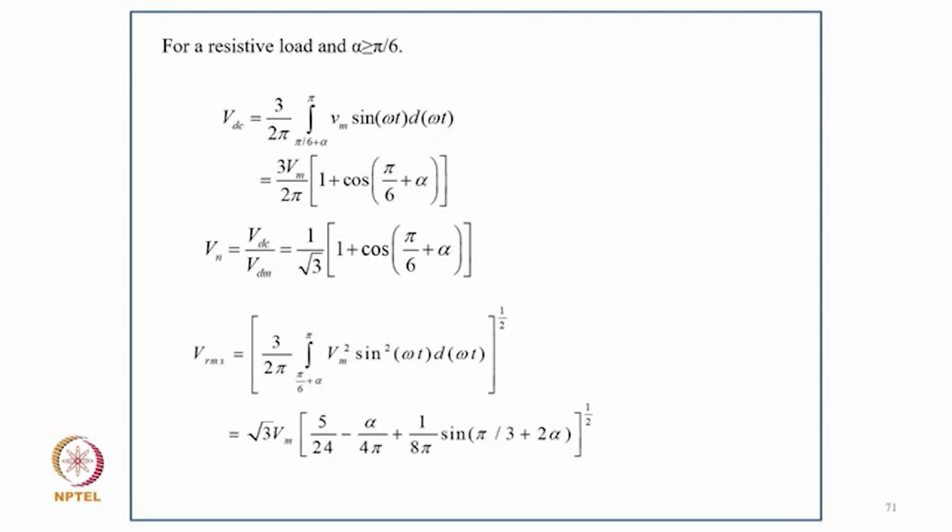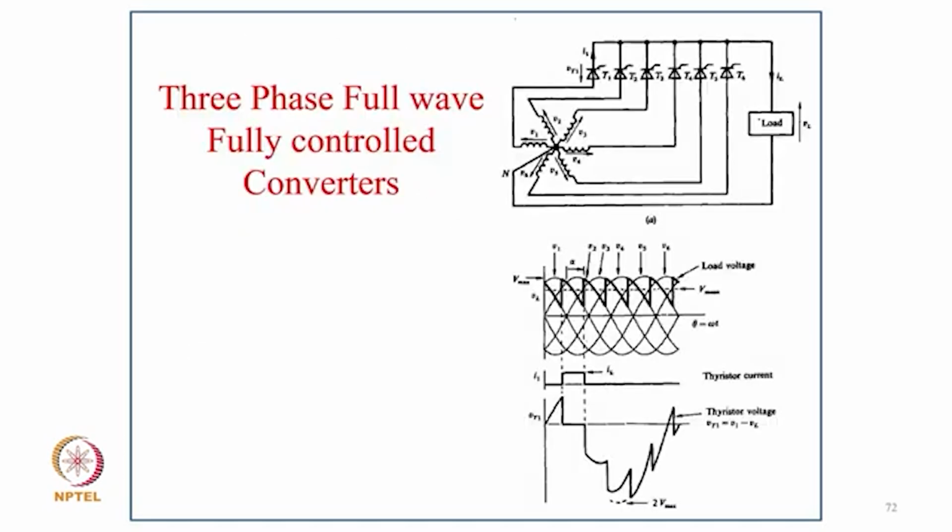And then for resistive load and alpha greater than pi by 6, VDC equals 3 upon 2 pi integral from pi by 6 plus alpha to pi of Vm sin omega t d omega t, equal to 3 Vm upon pi in bracket 1 plus cos pi by 6 plus alpha. And the normalized DC voltage Vn equals Vdn, that is 1 by root 3 in bracket 1 plus cos pi by 6 plus alpha. And VRMS in bracket 3 upon 2 pi integral from pi by 6 plus alpha to pi of Vm square sin square omega t to power half becomes equal to root 3 Vm in bracket 5 by 24 minus alpha upon 4 pi plus 1 upon 8 pi sin pi by 3 plus 2 alpha to power half.